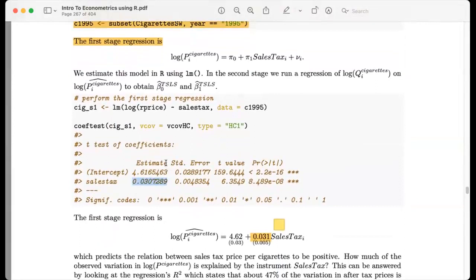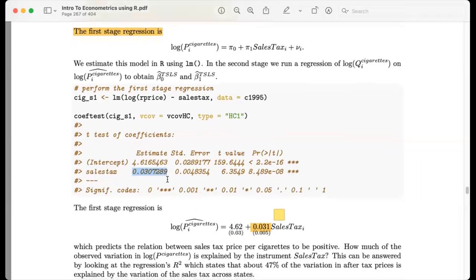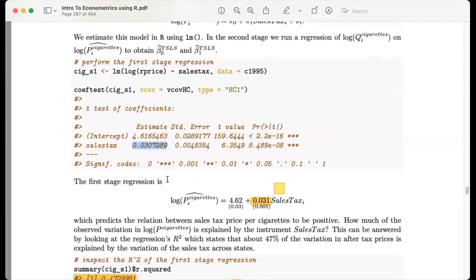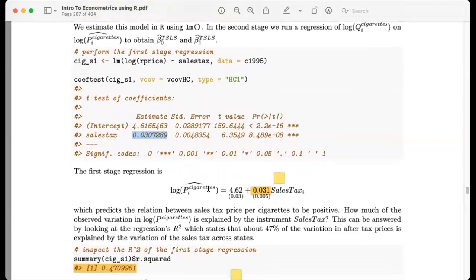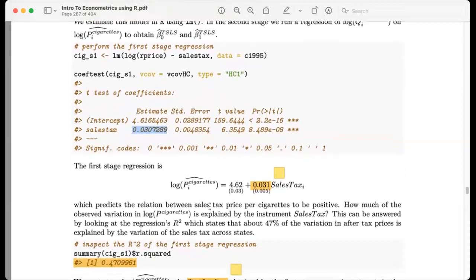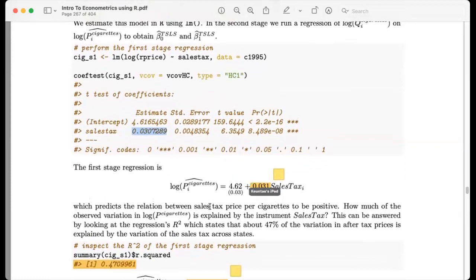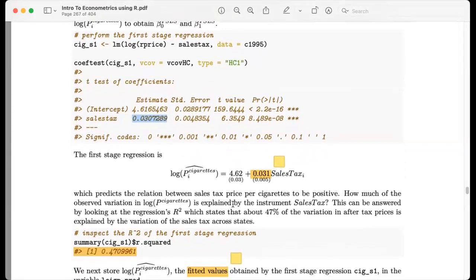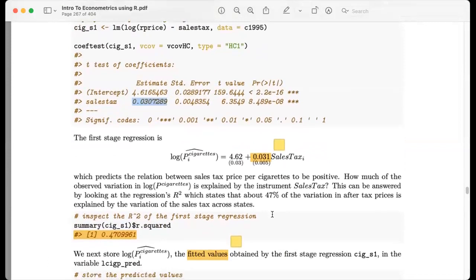We see that a one unit increase in the sales tax increases the price of cigarettes by 0.031, which is the fourth stage. However, since we are dealing with a two-stage least squares, this is just the fourth stage, but from this we have to create fitted values or predicted values.